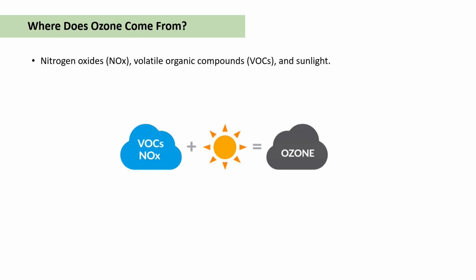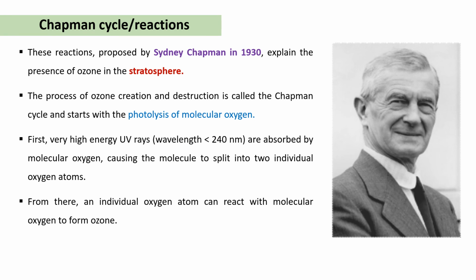Now, how does ozone formation take place? In the presence of sunlight, when the oxides of nitrogen react with volatile organic compounds, they form ozone. This is a general reaction. Now, how do ozone formation and destruction take place? There is a continuous cycle of ozone formation and destruction, and this cycle is known as the Chapman cycle, or we can say Chapman reactions.